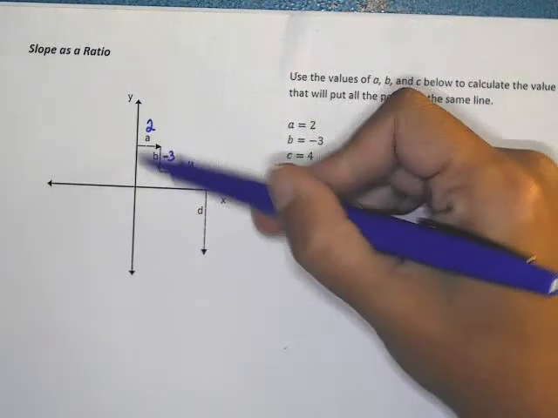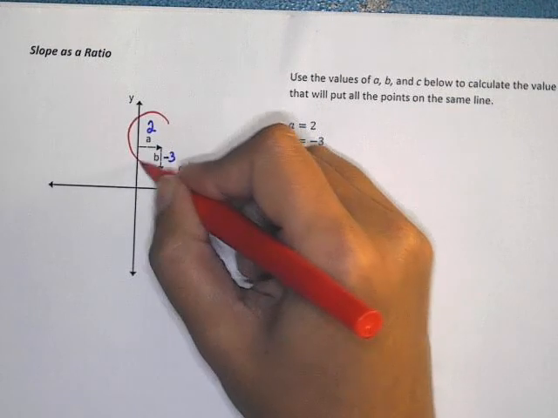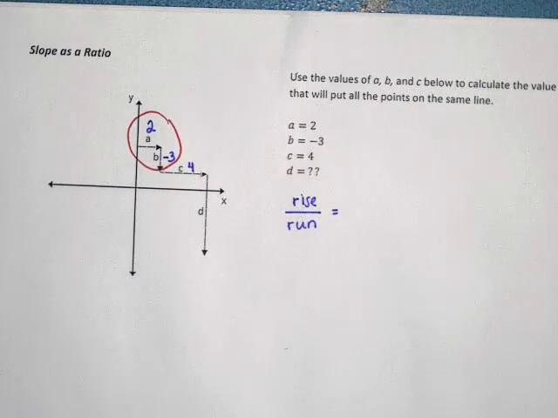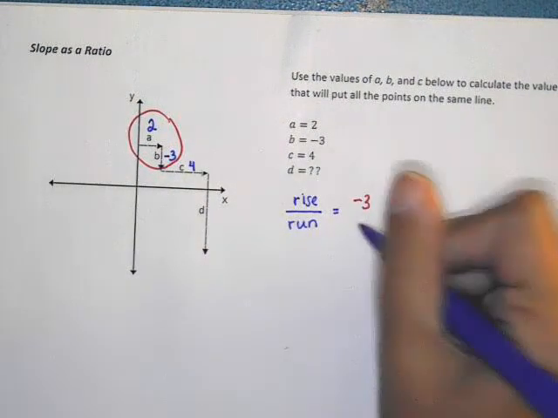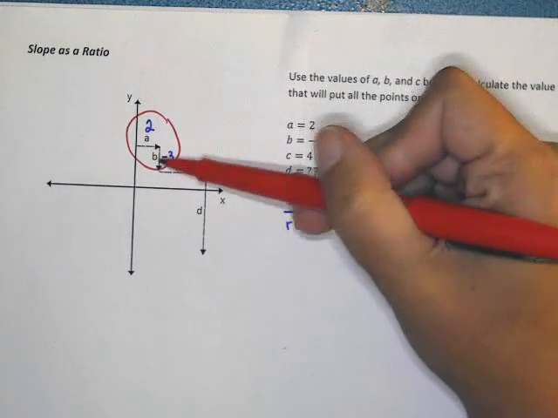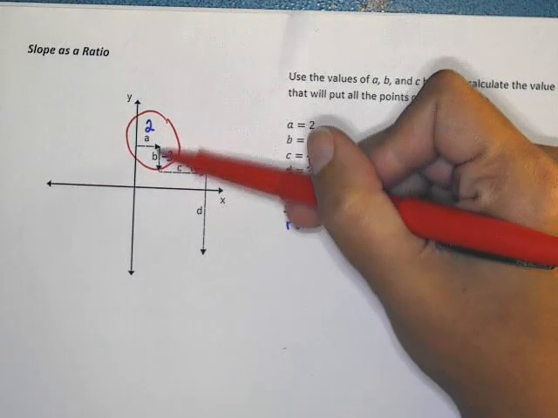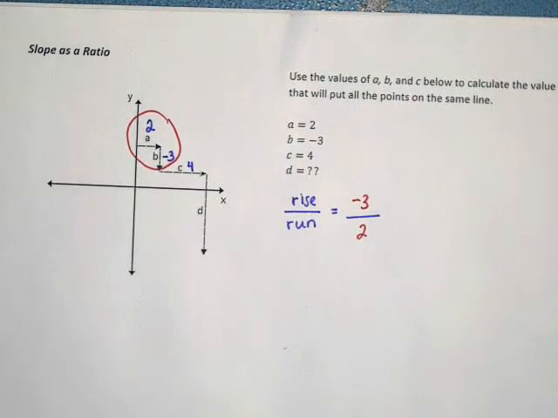On this set of steps, this first set right here, the rise would be -3, and the run would be +2, because the rise would be B, which is going up and down, and A would be the run, which is 2.